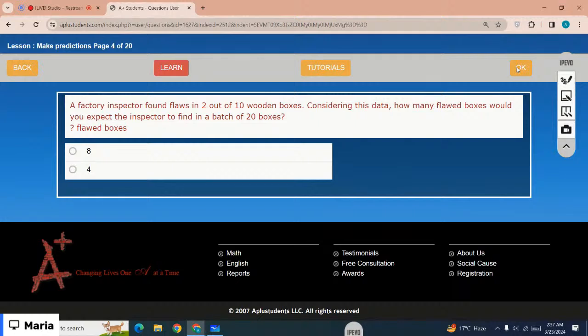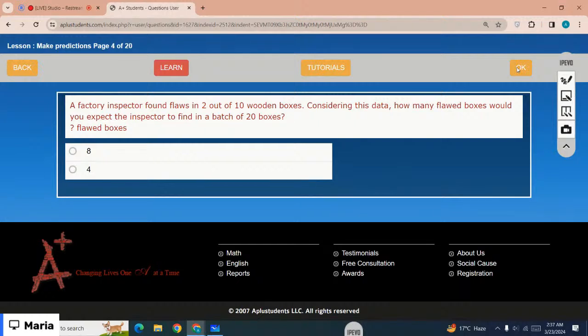A factory inspector found flaws in 2 out of 10 wooden boxes. Considering the data, how many flawed boxes would you expect the inspector to find in a batch of 20 boxes? So, which is the correct option?